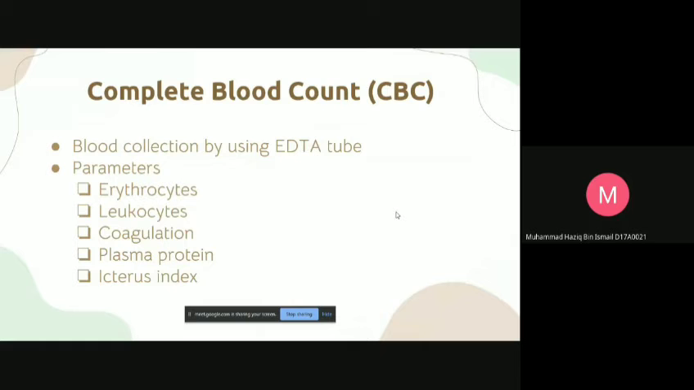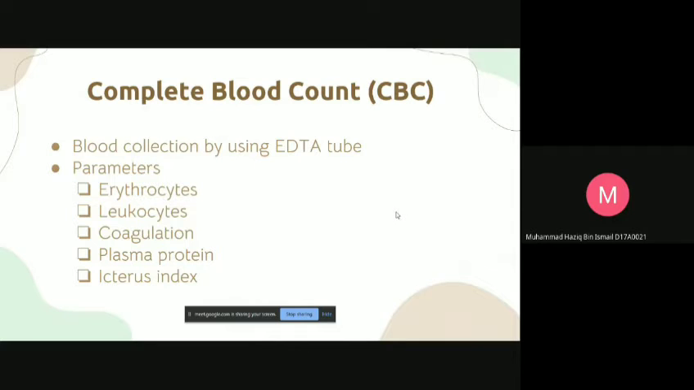For complete blood count or CBC, a blood sample can be collected using an EDTA tube, which is lavender or pink in color. This tube prevents clotting by binding calcium. And after blood collection, the CBC must be done within 24 hours to prevent blood lysis, which can cause the blood cells to be uncountable.